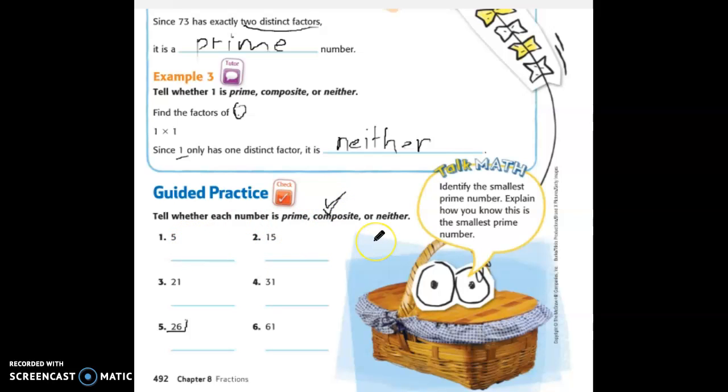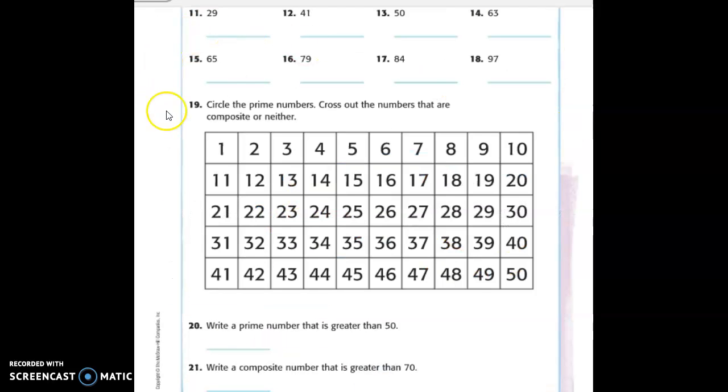So the other thing you're going to do is either use your multiplication chart or use your brain to figure out what are multiples of these numbers and see if there's anything besides 1 and itself to tell that it's composite. If you can't find any numbers that multiply other than 1 and itself, then it is most likely prime. When you get to number 19, it says circle the prime numbers, cross out the numbers that are composite or neither. So most of your numbers should have a cross out because most numbers are composite, but every number should either have a cross out or a circle in this table, every one. So make sure you pay attention, look for numbers that have factors besides 1 and itself, cross those ones out, circle anything that's left, and you should have your primes.